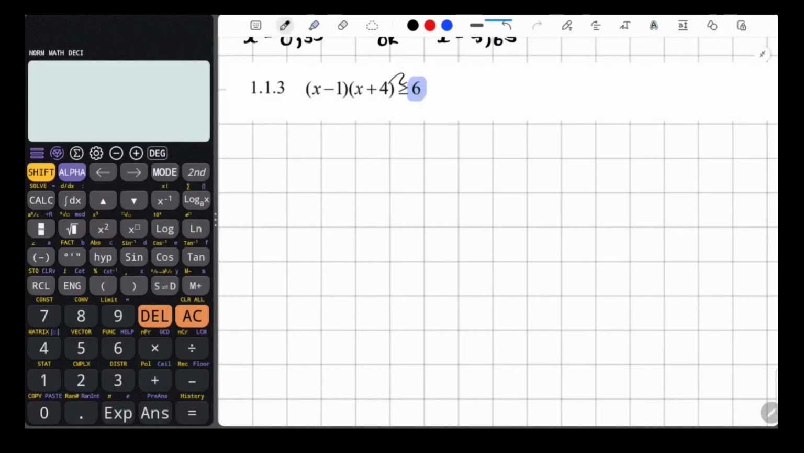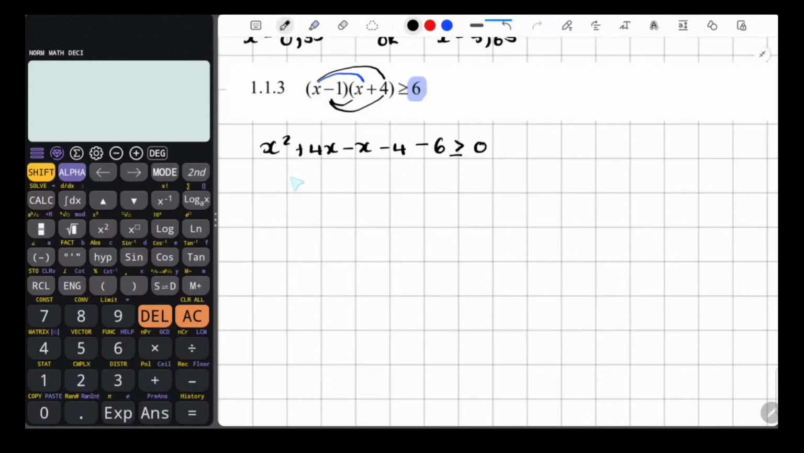So what we have to do is multiply these out and then take the 6 over. So we're just going to say the x multiplied by x, which is going to give us x squared, and then the x multiplied by positive 4, which is positive 4x, then negative 1 times x, which is negative x, and negative 1 times 4, which is negative 4. And then we're taking this positive 6 over to the left hand side, and that's going to become a negative 6 is now greater or equal to, nothing is here now, so it's 0.